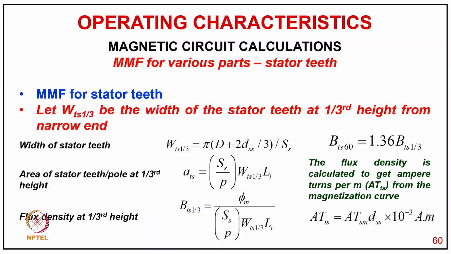So let Wts 1/3 be the width of the stator teeth at 1/3 height from the narrow end, equal to pi in bracket D plus 2 Dss by 3, divided by Ss, and the area of the stator teeth per pole at 1/3 height is Ats equal to Ss upon P times Wts 1/3 times Li. The flux density at 1/3 height is Bts 1/3 equal to phi m Ss upon P Wts Li, which is typically 1.36 Bts by 3. So the flux density is calculated to get the ampere turns from the magnetization characteristic. The total ampere turns comes to at Sm into Dss into 10 power minus 3 ATM. Since Dss is in millimeters, we take 10 power minus 3 to convert into meters. So this is the total MMF required for the stator teeth.